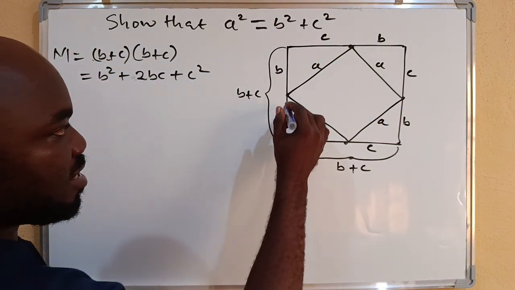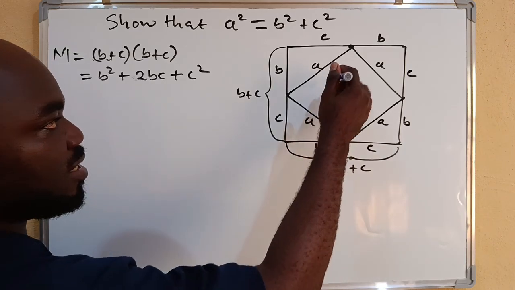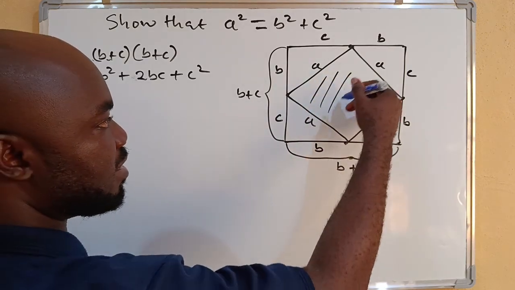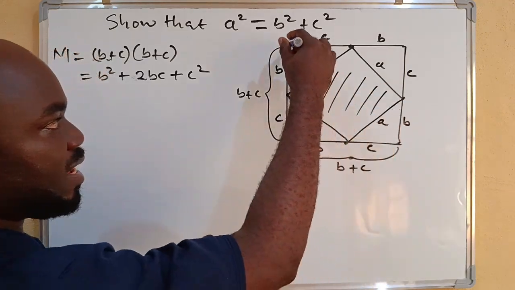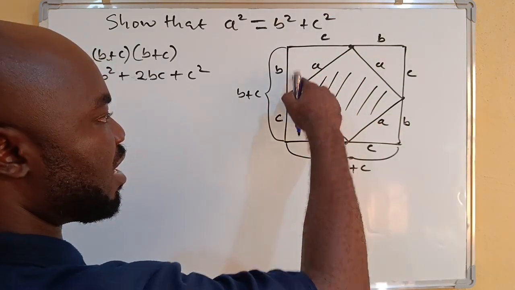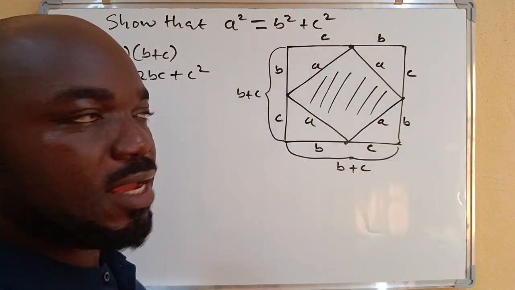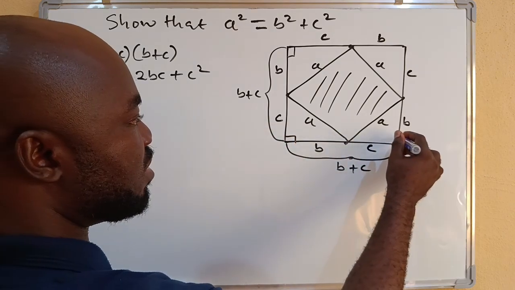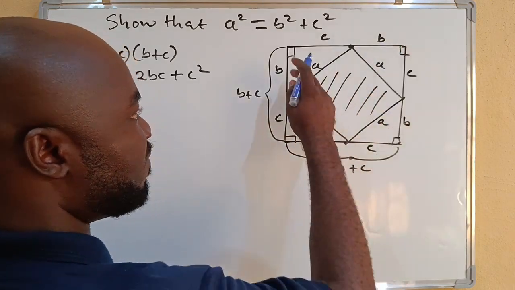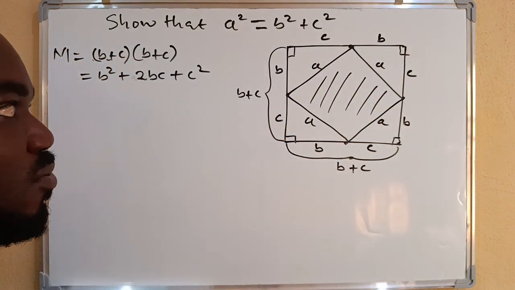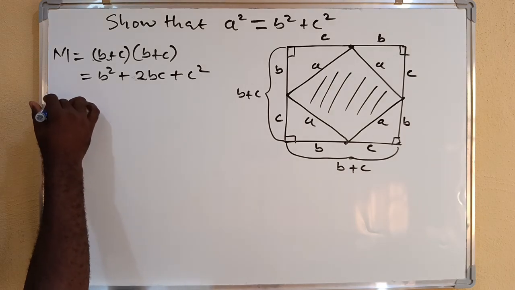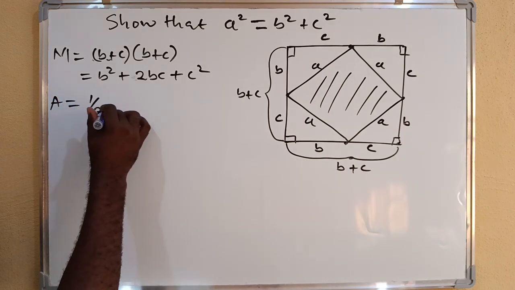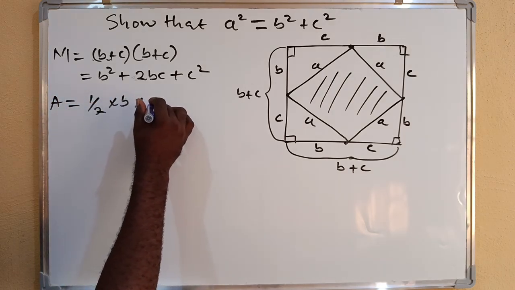Now, for me to get the square inside, it is going to be the area of the bigger square minus the area of these 4 right angle triangles. Okay, so that means I'm going to find the area of one of these right angle triangles. So the area of the triangle, I'll call A, is half of the base times height.